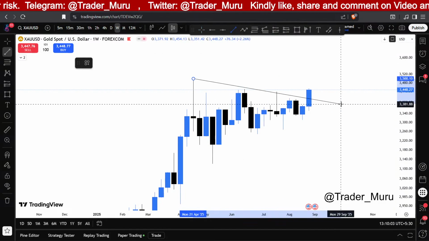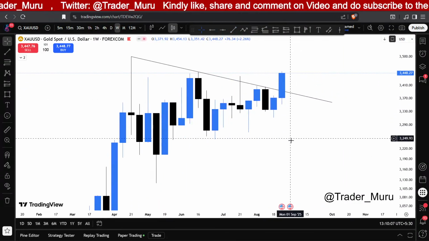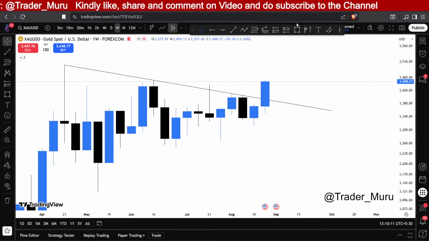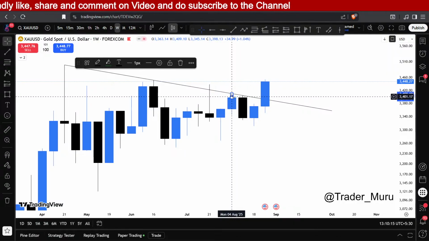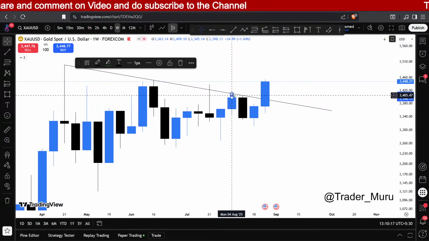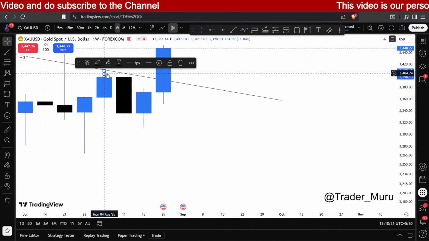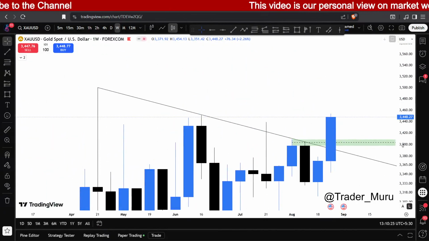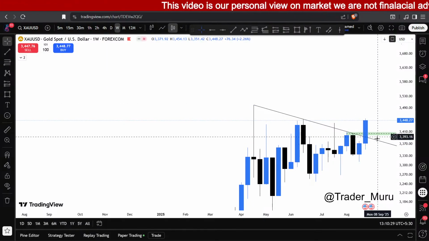And if you guys have noticed, this is our trend line breakout in gold, and this is our structural retest area. So even if price drops and retests here, we will be watching for a buy.